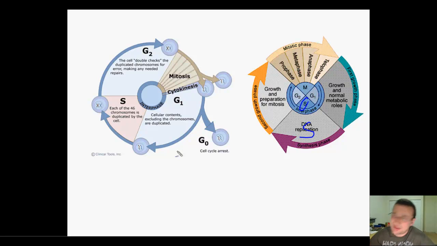Also, you're going to need to duplicate all the organelles. You're going to need to make more cytoskeleton because the cytoskeleton is going to be used during the actual division process. Also, you're going to need to prepare chemically for the cell division process. So all of these changes will be happening in the cell during the G2 phase.